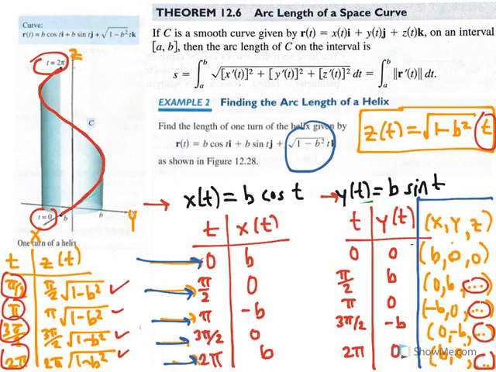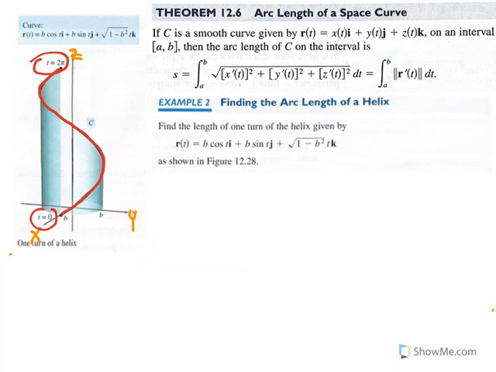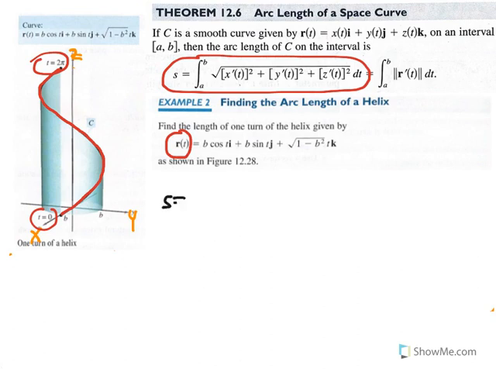So this is just for your information. You don't really need to know this to be able to just find the arc length of this one turn of the helix. All you need to do is apply this formula for the vector valued function that we have describing our helix. So I will start as follows. The arc length is given by the definite integral from t is equal to 0 to t is equal to 2 pi.